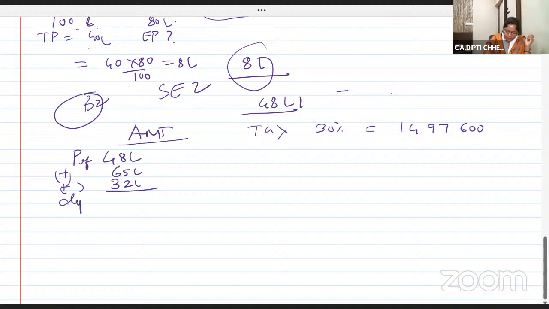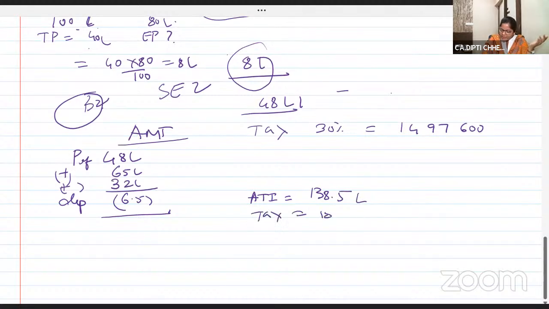And of course, will you allow depreciation on the building? 6.5 lakh will be minus, and add back all this. So your adjusted total income is coming to 138.5 lakhs. On this, tax will be 18.5%, even if it is a partnership firm, and with surcharge, it is coming to 29,84,510.